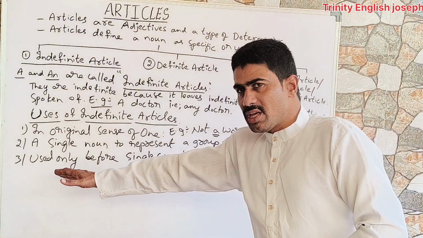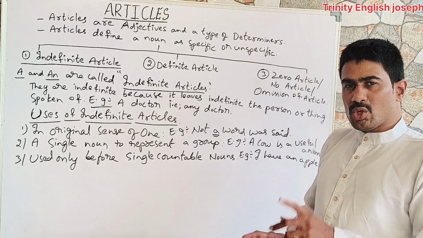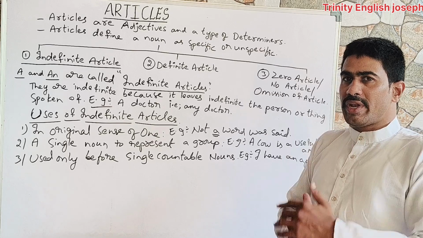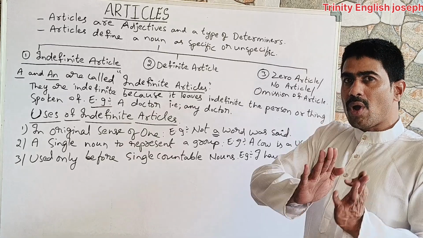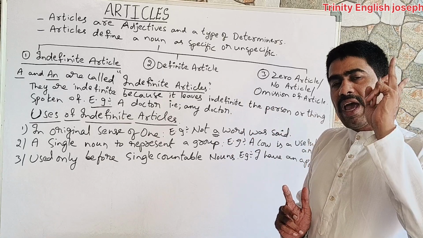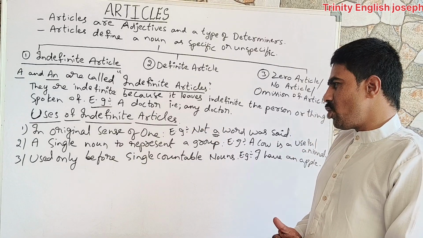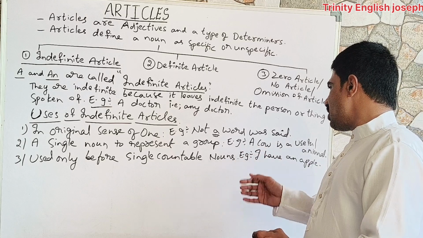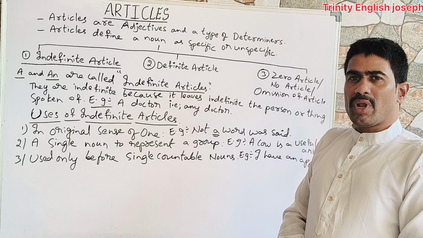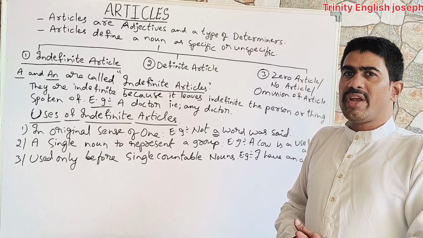Further, the third use: used only before single countable nouns. When we spoke about nouns, I told you about noun number. In noun number we have countable and uncountable nouns. In countable nouns we have singular and plural. Singular means only one. So when we use only one thing, it is used in the singular, and it is not used with plural nouns. Only when we have one, in the single sense, do we use the indefinite articles.